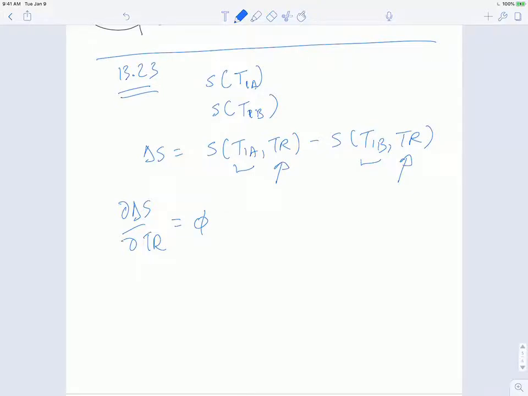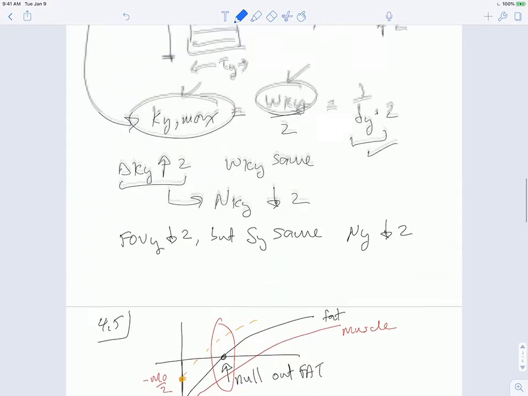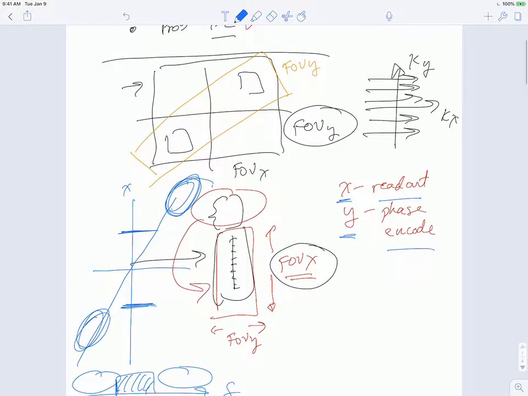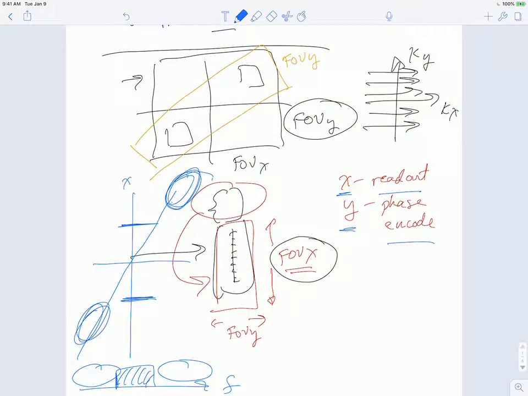Okay. Was there a question over here? Did you still have a question? Yes. I still have a question about problem 3C. So we're saying that if we change the FOV to this direction, this would essentially reduce the scan time. But how do we explain that mathematically?